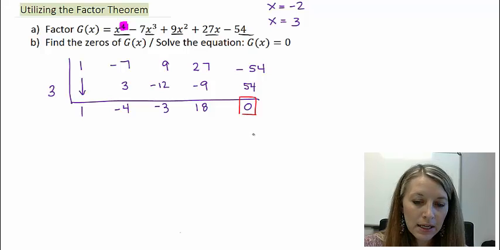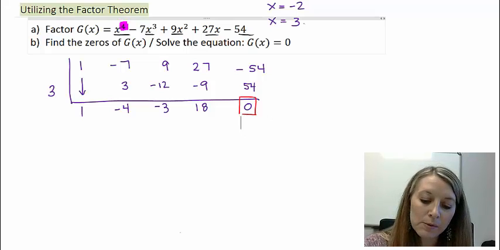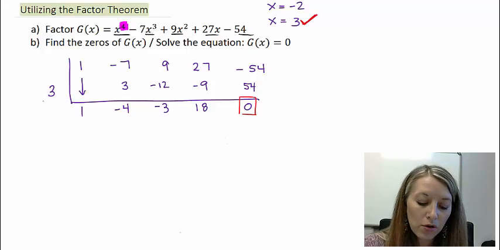I'm guaranteed to get a remainder of 0 here because my calculator confirmed that this was an x-intercept. So if you used an x-intercept on your calculator and you ran through and you got something other than 0, you need to go back and figure out your work.